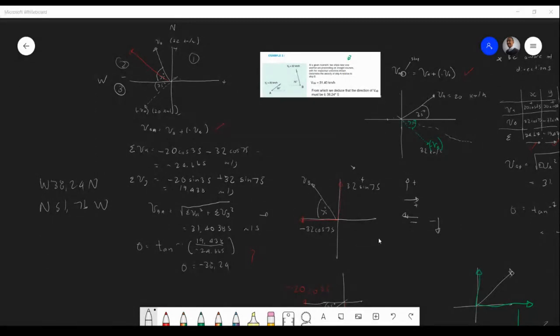Shouldn't it be 38.24 south of west instead? You say like this, right? Exactly. That's what we're saying. Am I right? That's what I also think the answer is. But you're saying that's the answer, right? In that direction. But how come so?